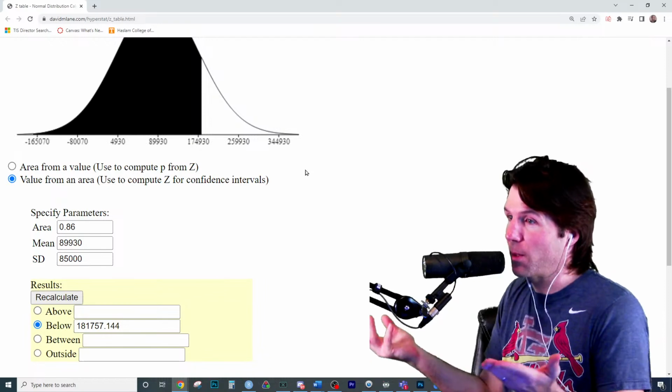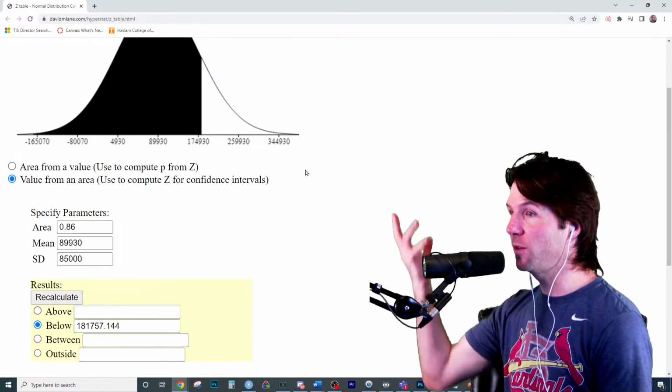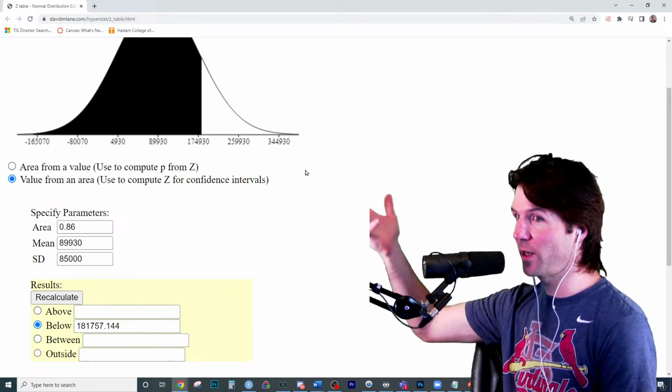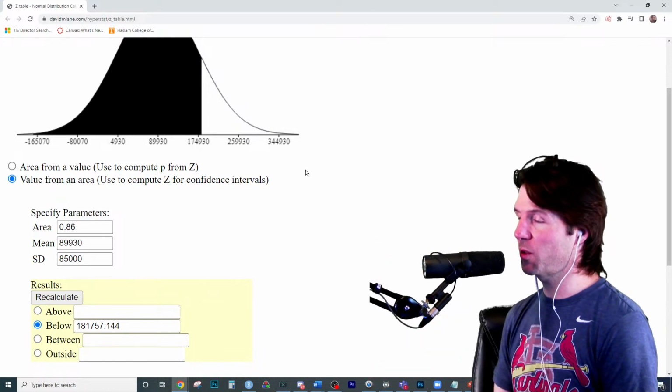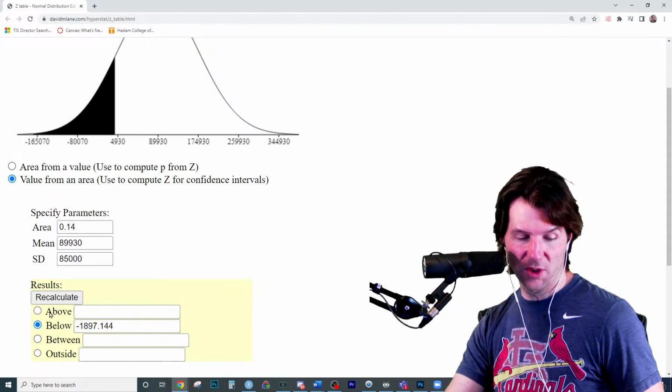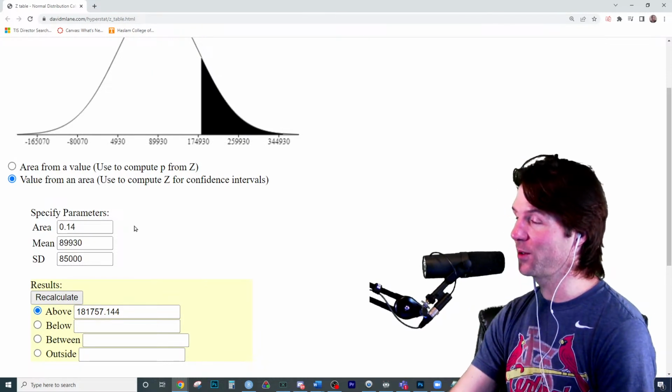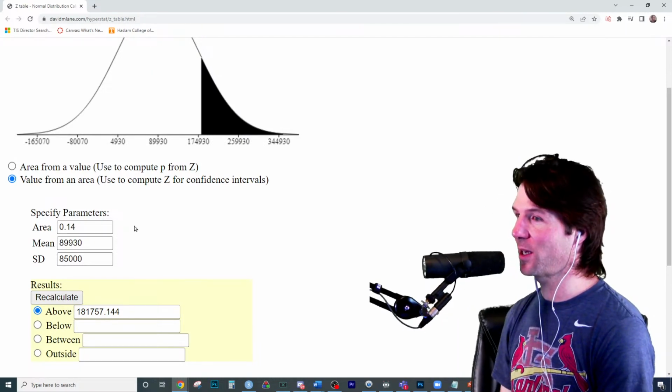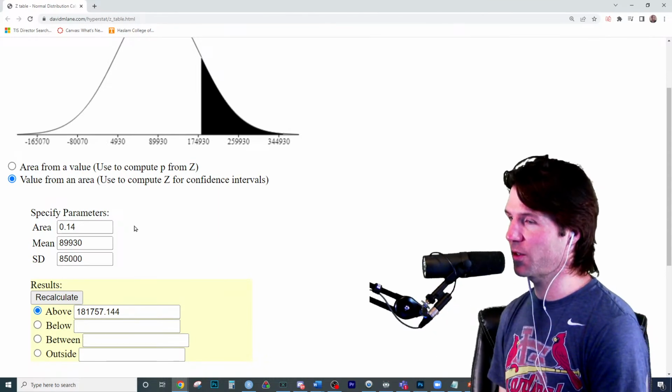All it does is just kind of look up a number in a table for you, and then it visualizes it for you so you can see, am I doing the 86th percentile, which is also the top 14%. So the top 14% is the same spot on the curve. So you can see it visually right there and see what the top 14% is, which is the 86th percentile.